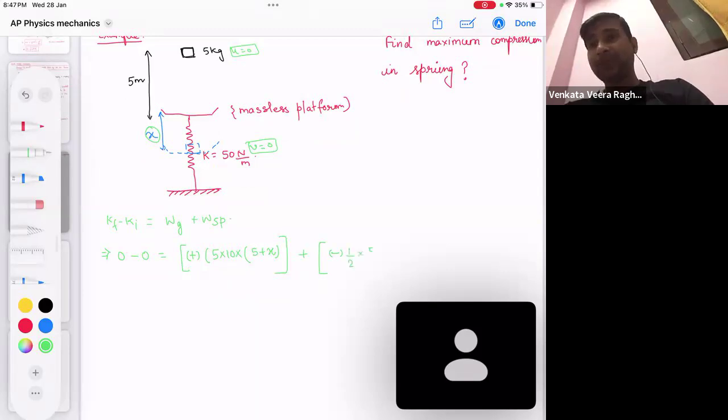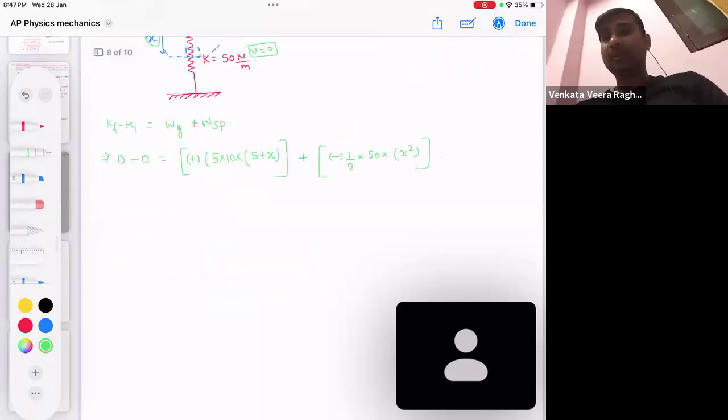What is the spring constant? K. Half K. And how much did the spring get compressed? Something x. So x square we have written. Now here we are not going to get the answer straightforward because it has formed a quadratic. So this has become 25. Tell me what answer we are getting. This is coming 0 equal to 5 into 10, 50, 50 into 5, that is 250, plus 50x minus 25x square.